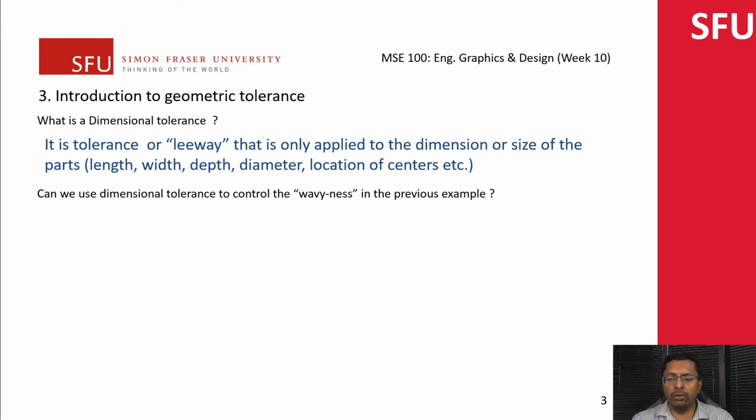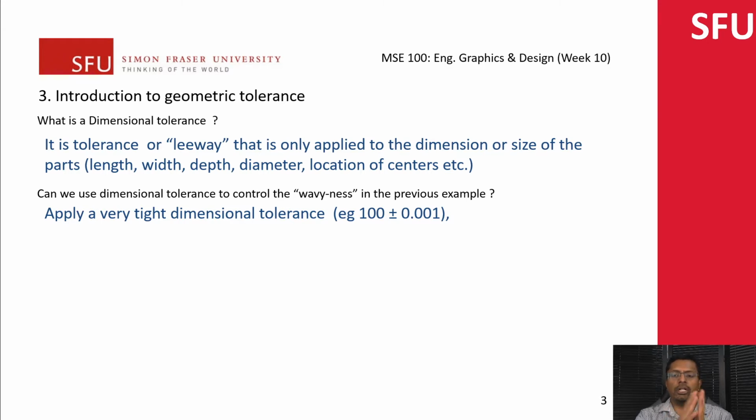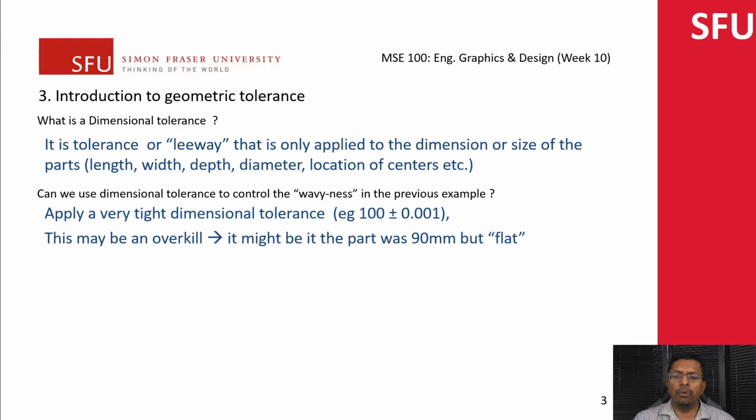So you could potentially do that. What you can do is set a very, very tight dimensional tolerance. If I made the dimensional tolerance, say, 10 to the minus 3, which is a very, very small tolerance, then you can ensure that the waviness is much smaller. Essentially, you're shrinking the allowable range over here. So what is that going to do?